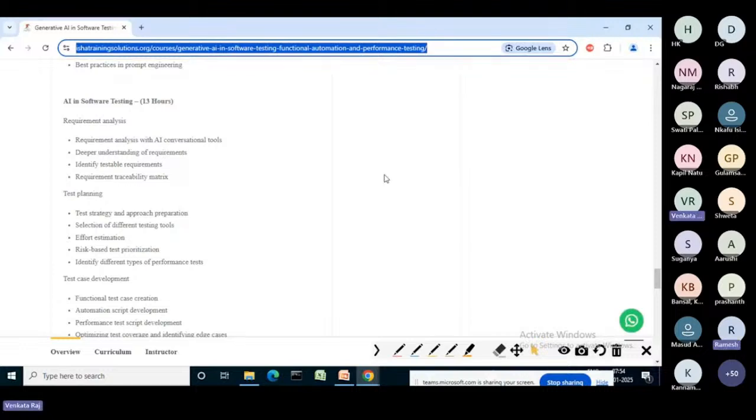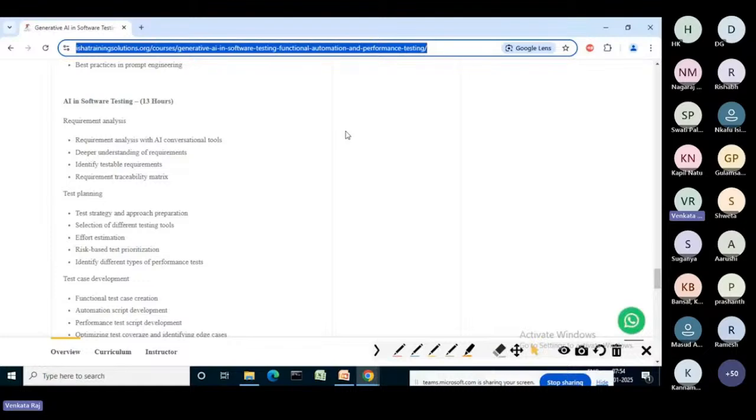Okay, got it. Because different projects implement different tools. When it comes to Tosca, I think specific training is provided on Tosca, and over there the AI could be covered.